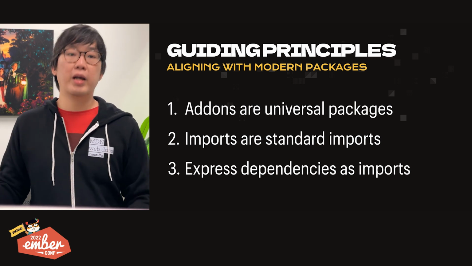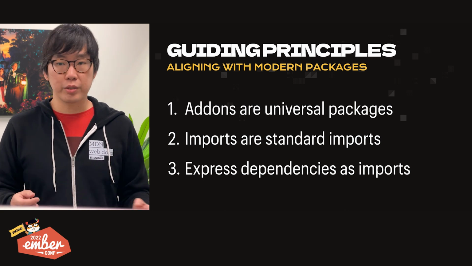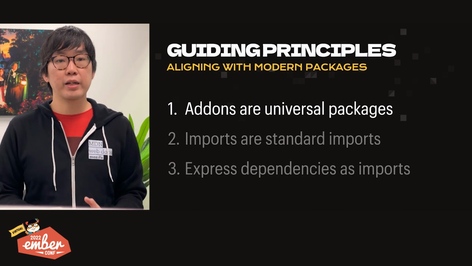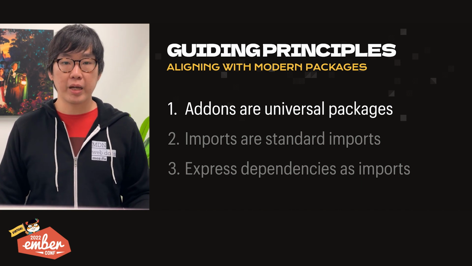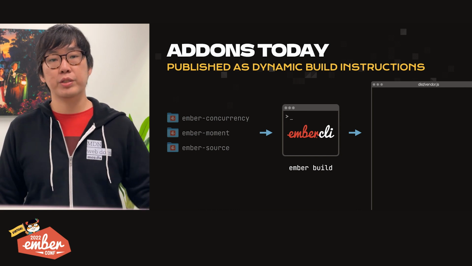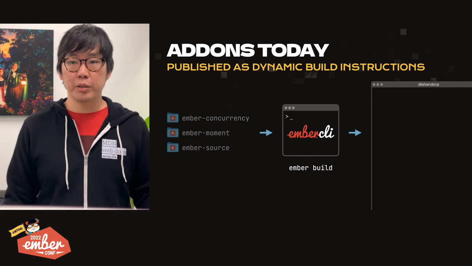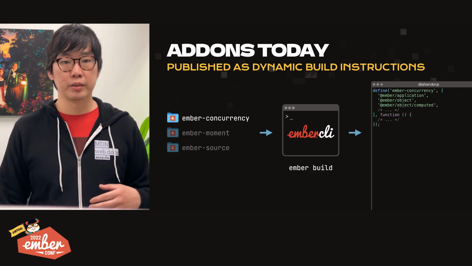So let's talk about how we want things to be in the Polaris world, and then we can work backwards to see what we have to do to get there. The first guiding principle is add-ons should be published as universal NPM packages. As we saw earlier, add-ons today aren't really published as libraries. They are published as programs that generate stuff when you run the Ember build.